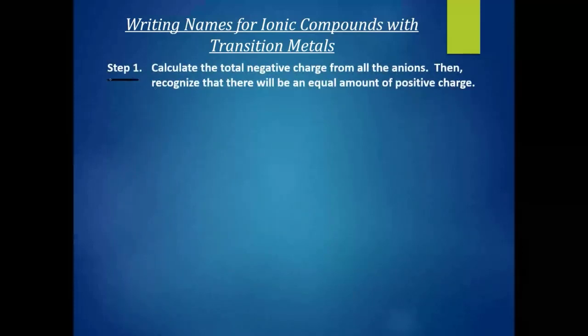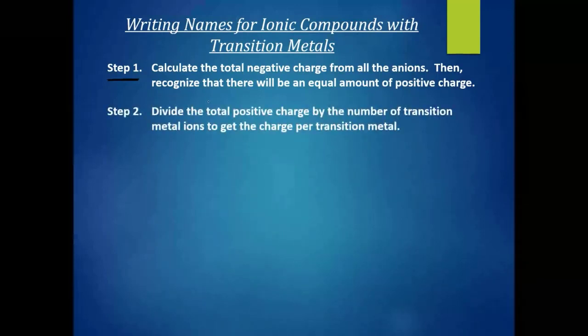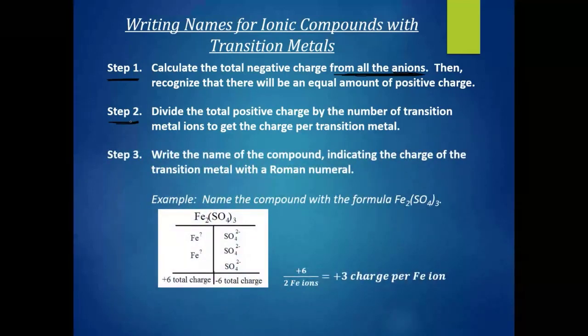Here we have to follow a couple little steps. First, step 1 is calculate the total negative charge from all the anions. The only way to figure out the charge of a transition metal is to figure out the charge of what is bonded to it. And so we calculate the total negative charge from the anions, and we recognize that there is going to be an equal amount of positive charge. Then step 2, we divide the total positive charge by the number of transition metal ions. And then we can write the name of the compound, indicating the charge of the transition metal with a Roman numeral. So let's go through those 3 steps here.